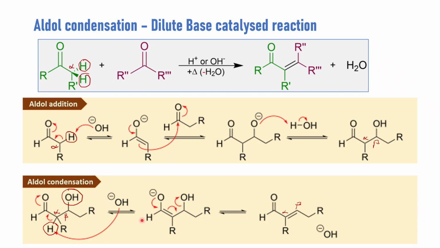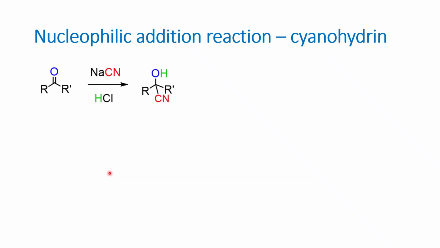In this reaction, we also see that the OH minus is regenerated. So this is a typical aldol condensation reaction, and the same can be written for our present reagents also. The next set of reactions is the formation of cyanohydrin, which is a reaction of sodium cyanide with an aldehyde or a ketone.